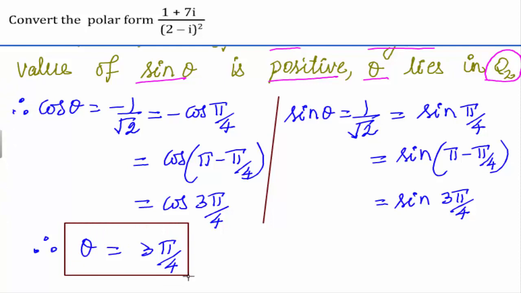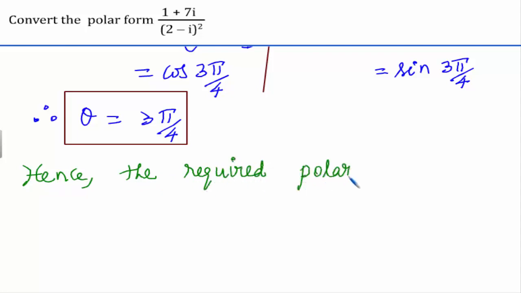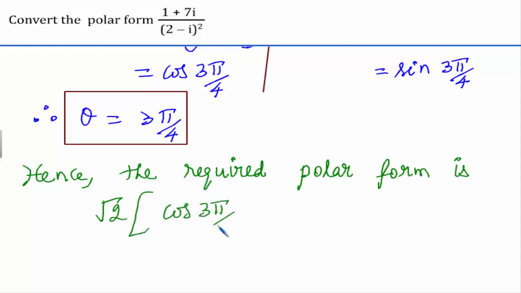Already we have obtained the value of r. Hence, the required polar form is root 2 multiplied by cos 3 pi by 4 plus i sin 3 pi by 4. This completes the solution.